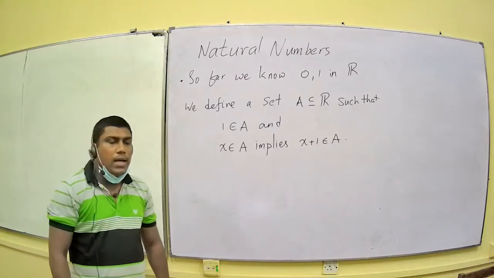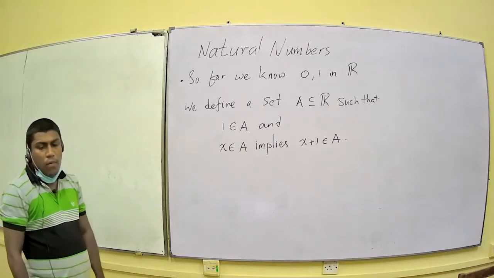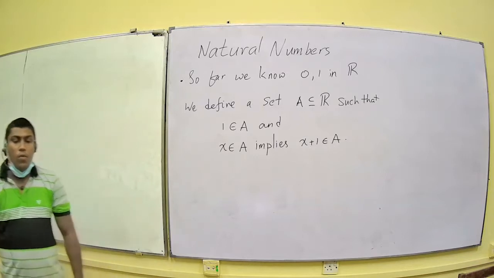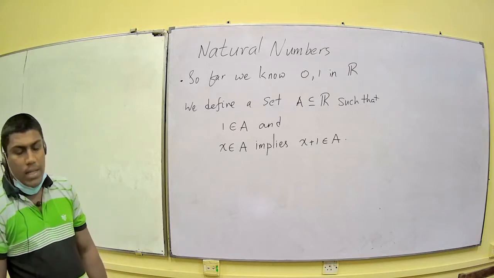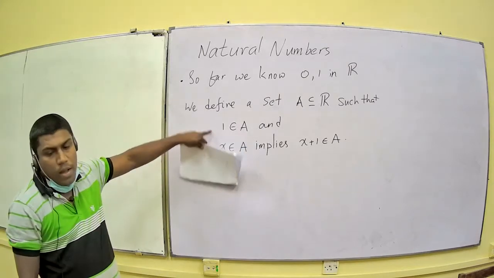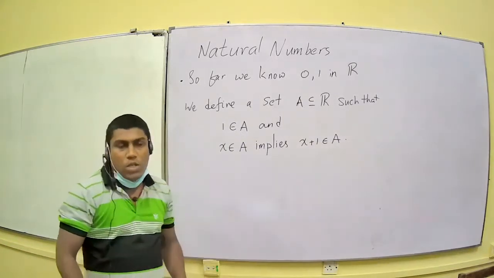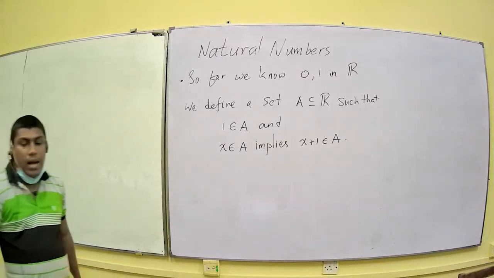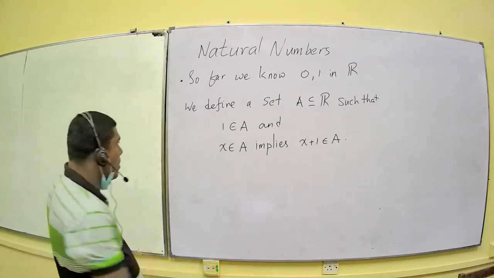So 1, you know, is the multiplicative identity, so it is a member of A. And also if X is a member of A, then X plus 1 will also be a member of A. This is something you see in mathematical induction, right? You prove the first step, and then you take the K step and go to the K plus 1 step. That is what you do in mathematical induction. So here we define a set like this: 1 belongs to A, and X belongs to A implies X plus 1 belongs to A.